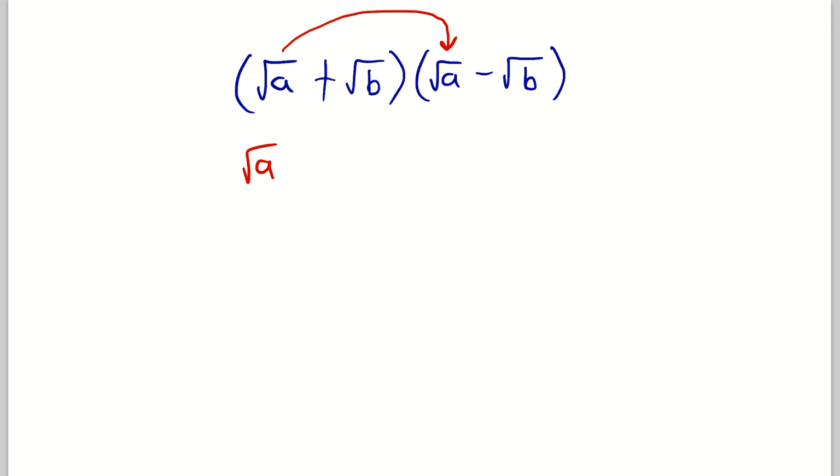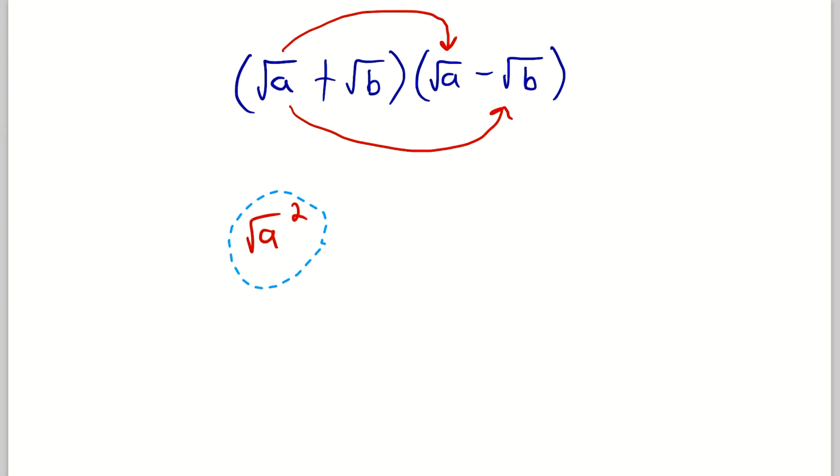This gives us the square root of a squared. Then we multiply the square root of a by negative square root of b. Let me just move this down out of the way a little bit. So now we have minus the square root of a times the square root of b.